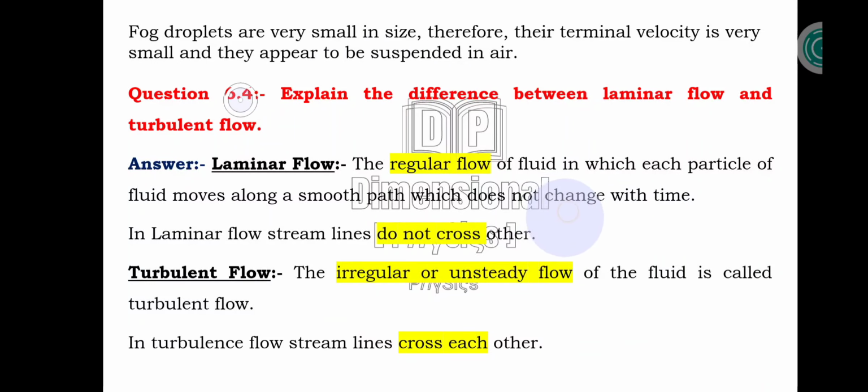Question student 6.4. Explain the difference between laminar flow and turbulent flow. Laminar flow is the regular flow of fluid in which each particle of fluid moves along a smooth path which does not change with time. In laminar flow, streamlines do not cross each other. But in case of turbulent flow, the irregular or unsteady flow of fluid is called turbulent flow. In turbulent flow, the streamlines cross each other.